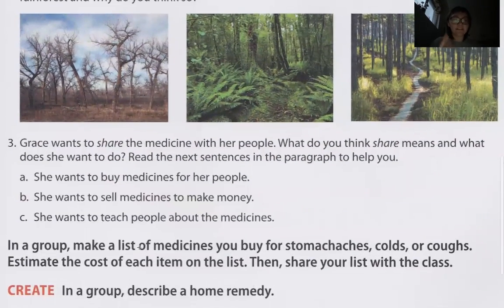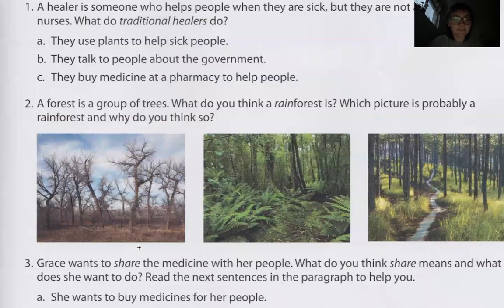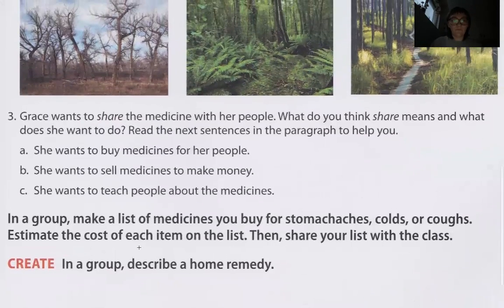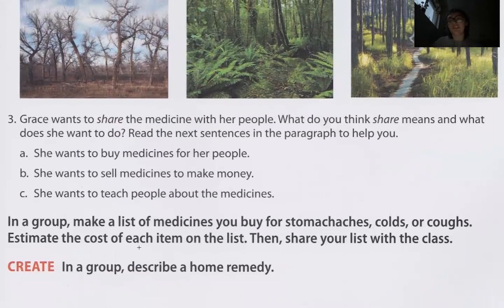Okay, and the last part, it says, Grace wants to share the medicine with her people. What do you think share means, and what does she want to do? Read the next sentences in the paragraph to help you. So we can say, oh, well, she wants to share, right? It means to give to other people. She doesn't want to buy medicines for her people. She doesn't want to sell medicine to make money. She wants to teach people, right? She wants to share information about medicines to help people, right?